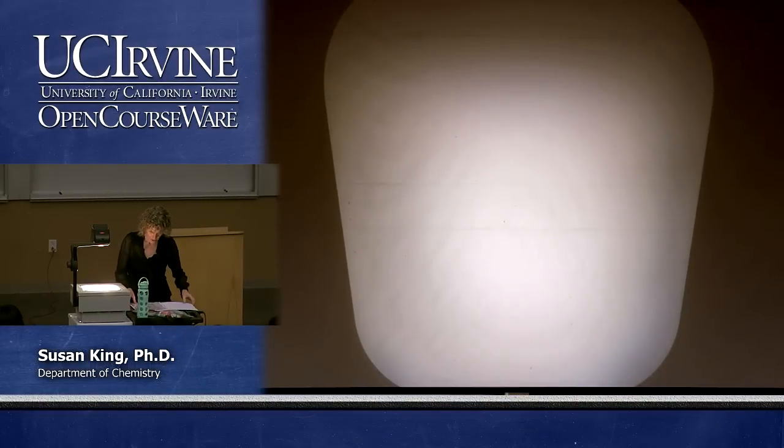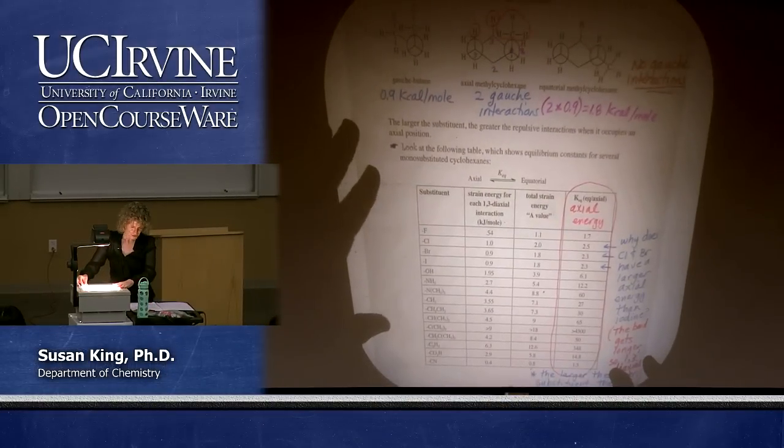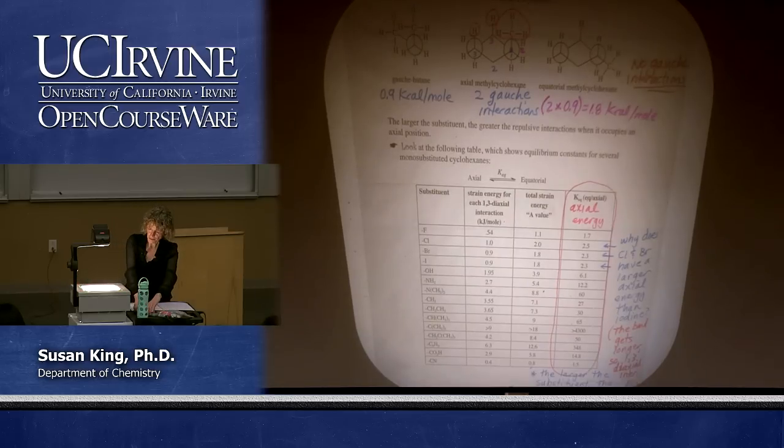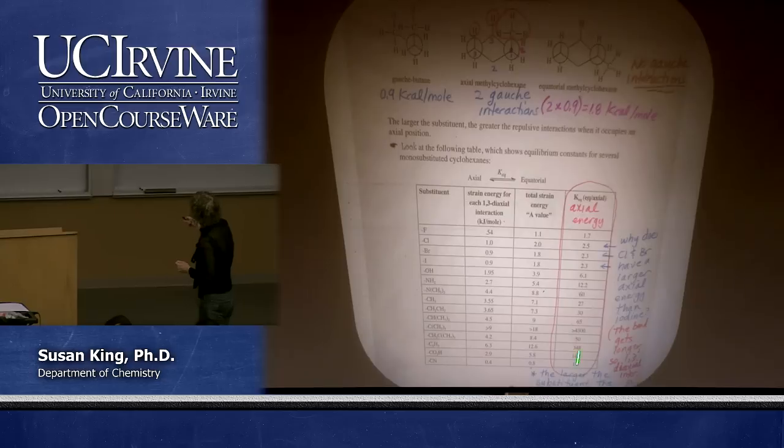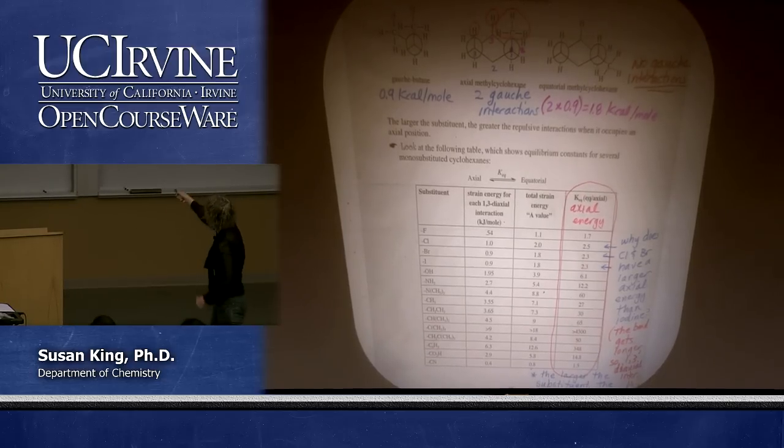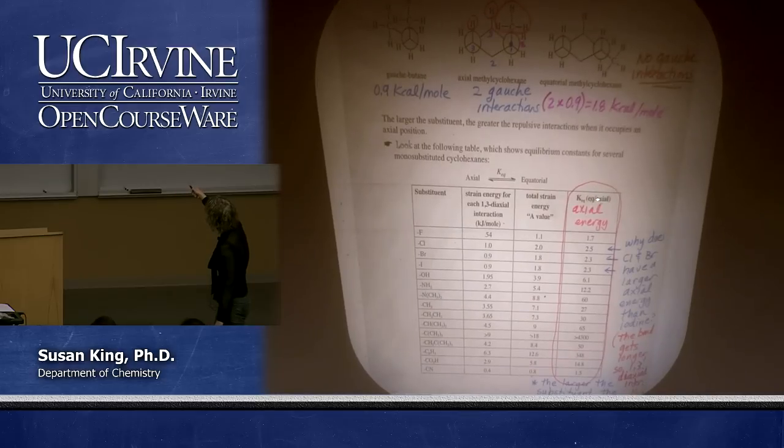cyclohexane rings. And we saw that we have this chart here. This is not something that you need to memorize. I would give you these numbers, but we know that the larger this number here, the more we favor the substituent in the equatorial position. So this is equatorial over axial.